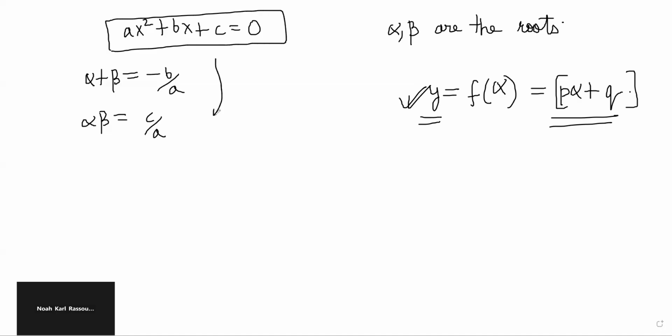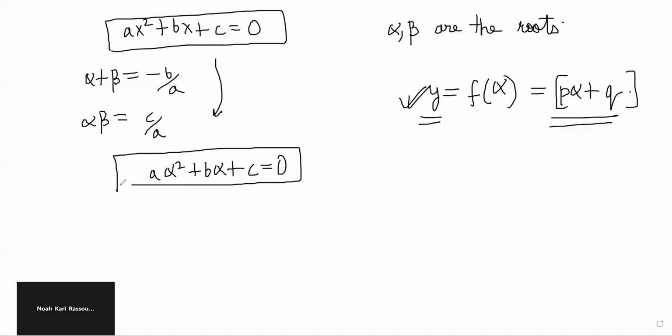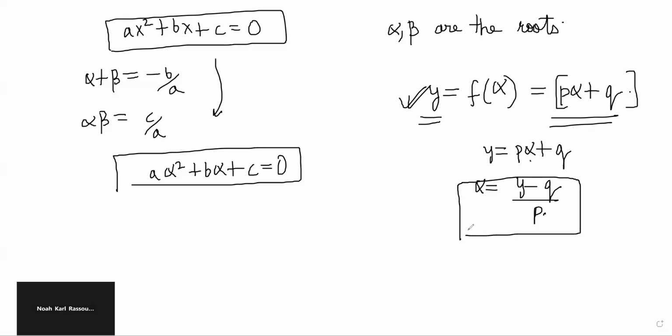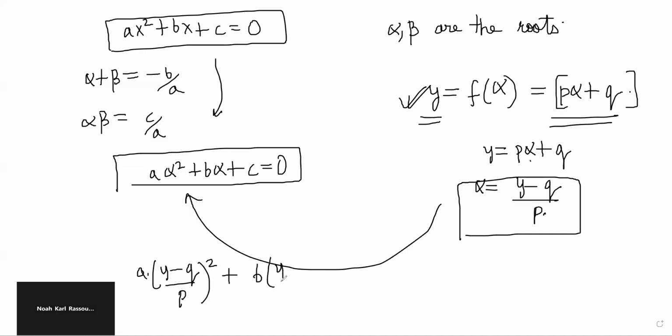In the old equation, I can already see that a alpha square plus b alpha plus c is 0. Now, all I need to do is look at this relation and solve for alpha in terms of the new variable. I'll say alpha is equal to y minus q over p. And I can put that in this, and I will get a times y minus q over p whole square plus b times y minus q over p plus c is 0.